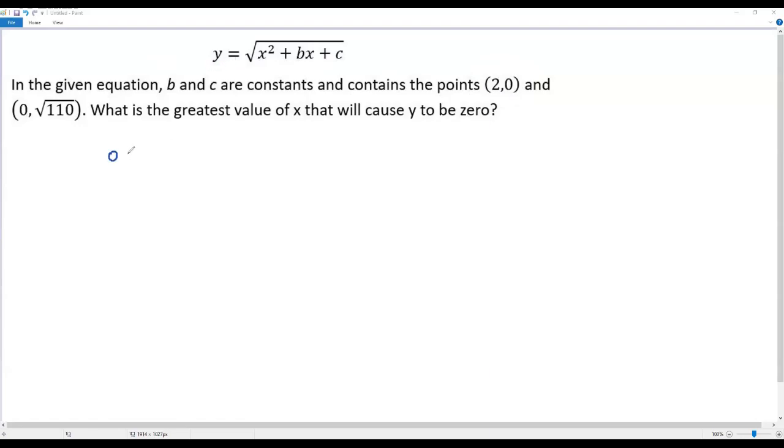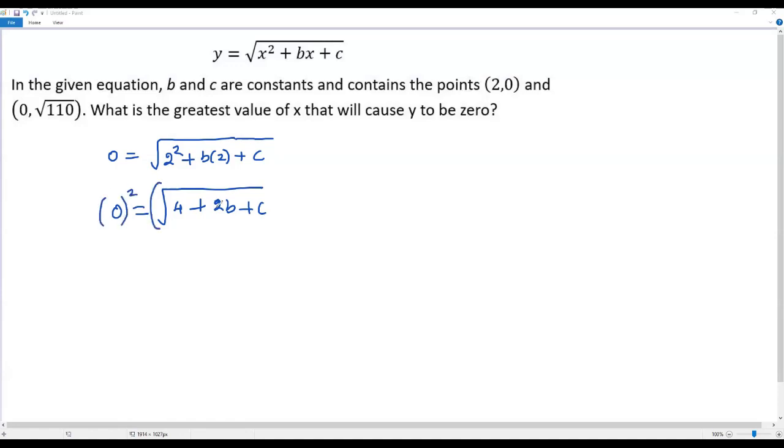Then I'm getting 0 equals the square root of 2 squared plus b times 2 plus c. Now let's simplify. 0 is equal to the square root of, 2 squared is 4, b times 2 is 2b, plus c. To get rid of the square root on the right side, we can square both sides. When I do so, the square root and the square cancel out. So the value of 0 squared is still 0. On the right side, we get 4 plus 2b plus c. Now let me keep this equation as it is.